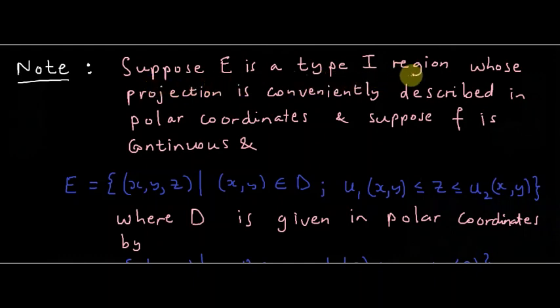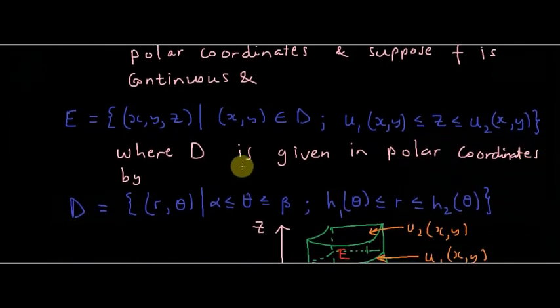Suppose E is a type 1 region. In other words, a region which we can project onto the xy plane conveniently. And let's say that projection onto the xy plane can conveniently be described in polar coordinates. So let's say the region in the xy plane is a circle. And suppose f is continuous. And let's say the solid E is described by this set, where z is bounded by two functions, u1 and u2, in x and y. And D is given in polar coordinates.